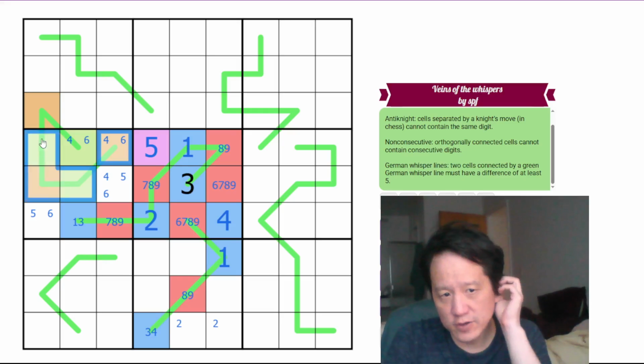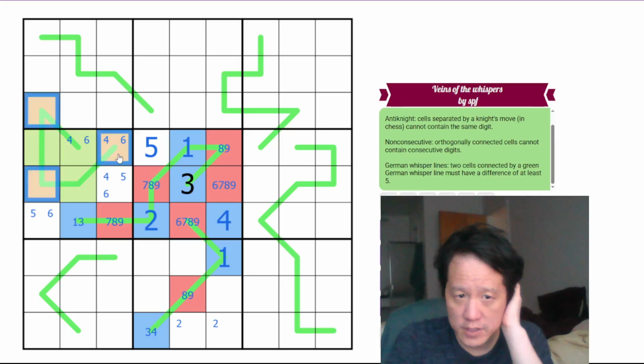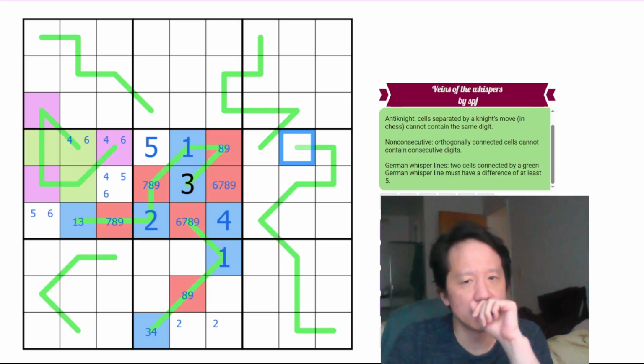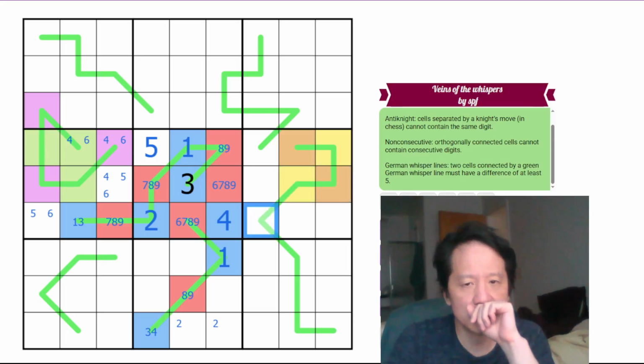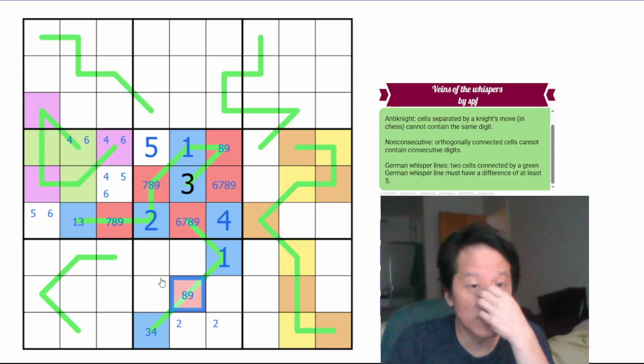So this isn't very helpful right now. Actually, let's make the orange ones pink. We'll have also orange and yellow here. So we'll make this orange, this yellow, this orange, this yellow, this orange, this yellow, orange, yellow, orange. Okay. Not too helpful right now.